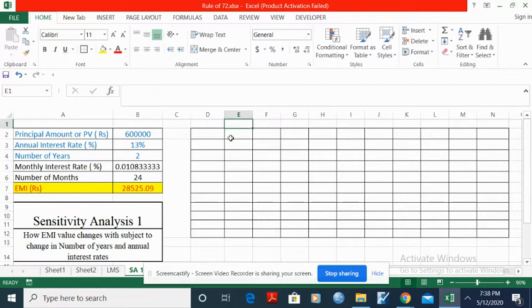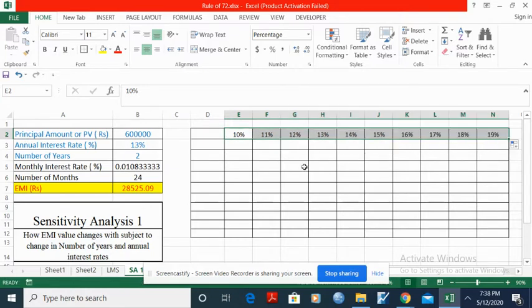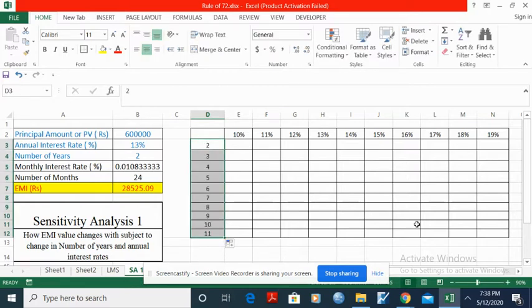So what I do is I will take variations of 2 years. I will take the annual interest rate as the x-axis value, from 10 percent, changing the interest rate from 10 percent to 19 percent. Similarly, I will change the number of years, 2 years to say 11 years. So I just wanted to know, for a 2 year period with 10 percent annual interest rate, how much is the EMI value? So how to calculate that?